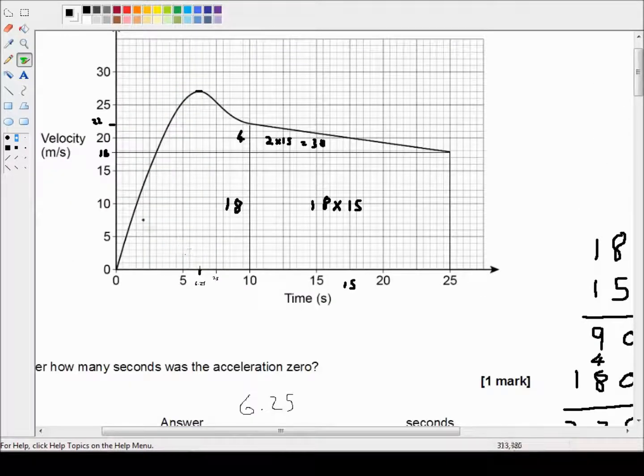And just double check our units. Meters per second times second is equal to meters, because the seconds cancel out.